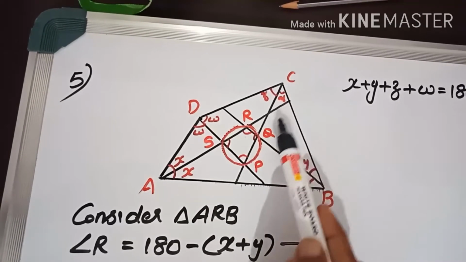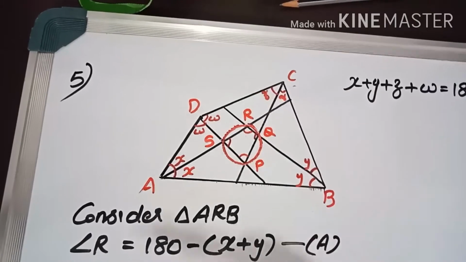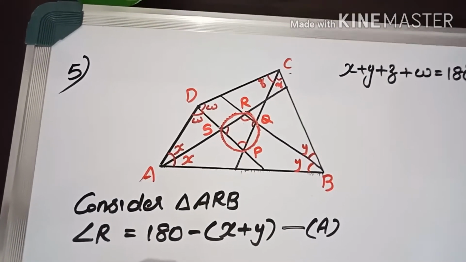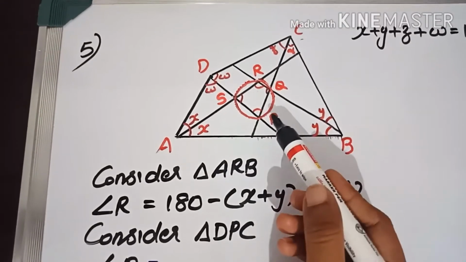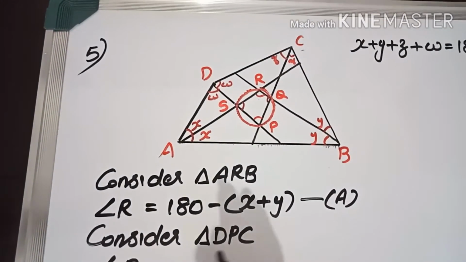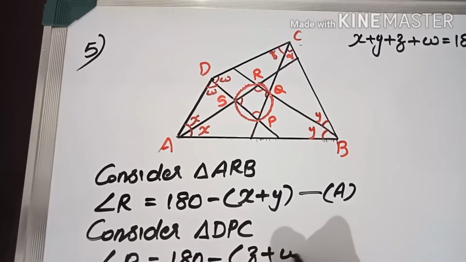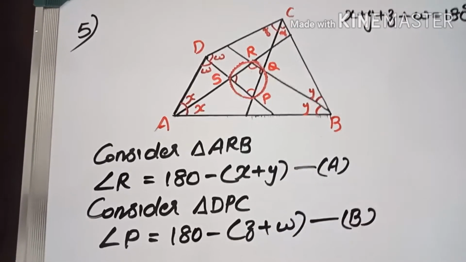In triangle DPC, angle D is angle W. Here angle C will be Z degree. So next let's consider triangle DPC. Then angle P will be what? Angle P will be 180 minus (Z plus W). So 180 minus (Z plus W) is the angle P, which we can consider as equation B.